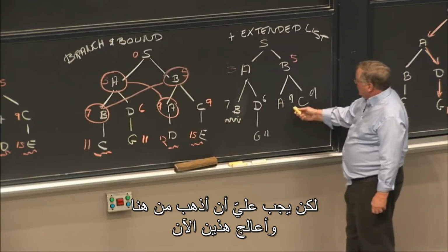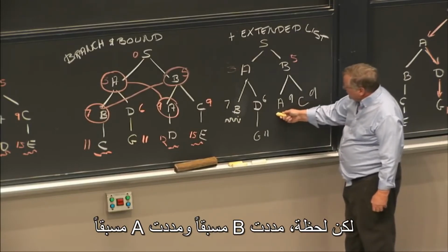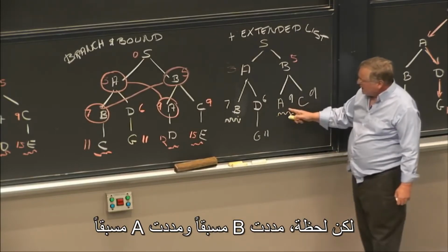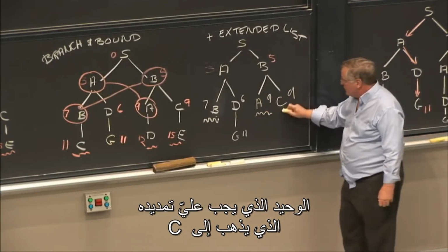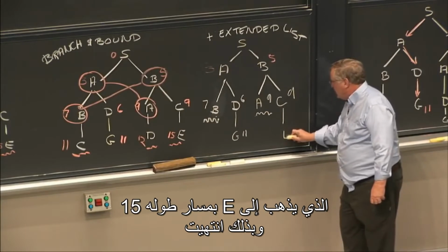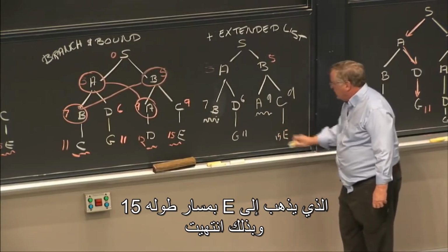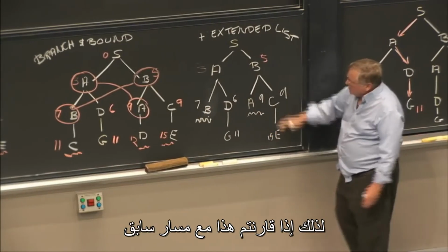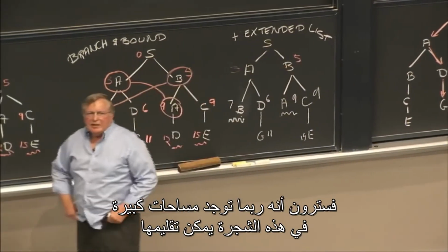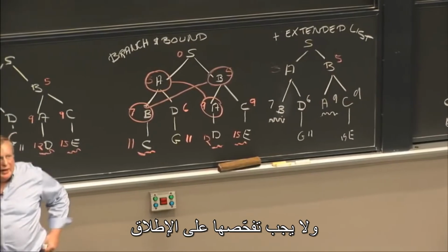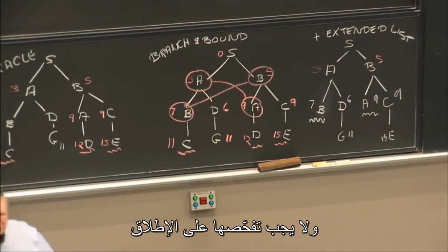But I've got to go over here and do these two now. But wait, I've already extended B. I've already extended A, so I don't have to do that one either. The only one I have to do is the one that goes to C, and that goes then to E with a path length of 15, and I'm done. So if you compare this one with the previous one, you can see that there might be vast areas of this tree that are pruned away and don't have to be examined at all.